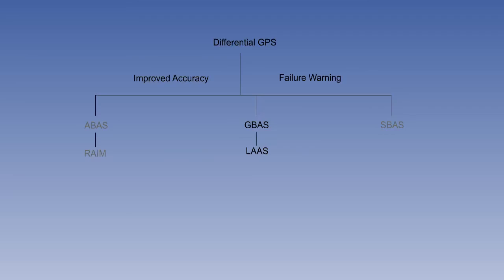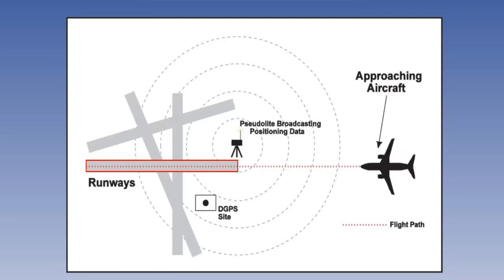The ground-based augmentation system is implemented through a local area augmentation system, LAAS. The system provides both failure warning and enhancement of the GPS receiver position by removing ephemeris and SV clock errors and by minimizing tropospheric and ionospheric errors. It is specifically established to provide precision runway approaches.